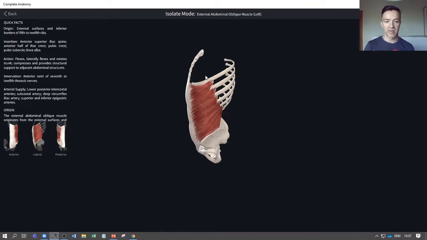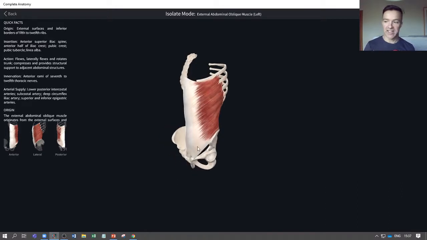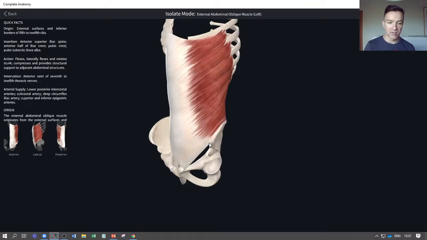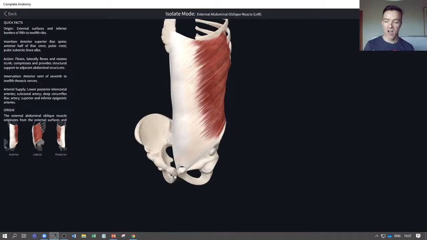So all of these ribs will have a little bit of connective tissue, a tendon joining this external oblique from these ribs. And then again, it inserts onto your linea alba, which is that band of connective tissue down the middle. And it also inserts onto your iliac crest down here. So this is your iliac crest down here, and it also inserts onto your pelvis.